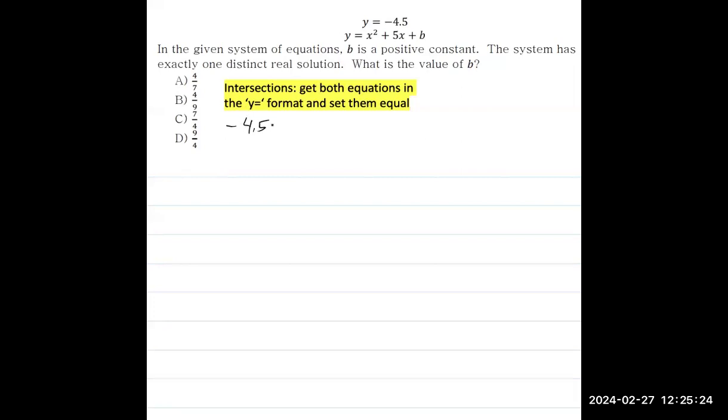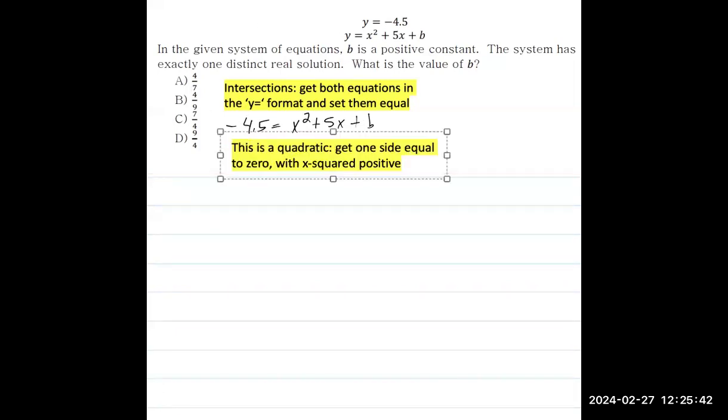Negative 4.5 equals x squared plus 5x plus b. And now we have a quadratic situation. It has x squared in it, x squared and x. And so once we know we have a quadratic, that's our reminder to get one side equal to 0, hopefully on the side where x squared is positive. So for us, we can add 4.5 to both sides, and it would look like x squared plus 5x plus b plus 4.5, and that's all equal to 0.